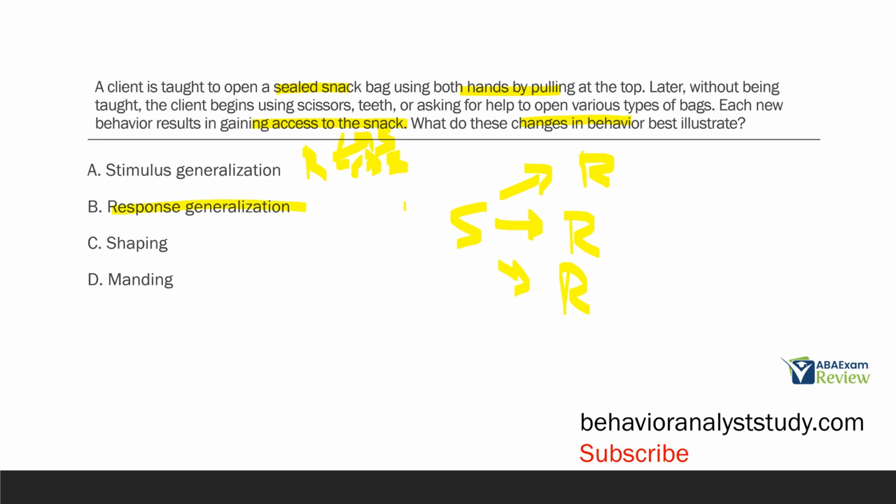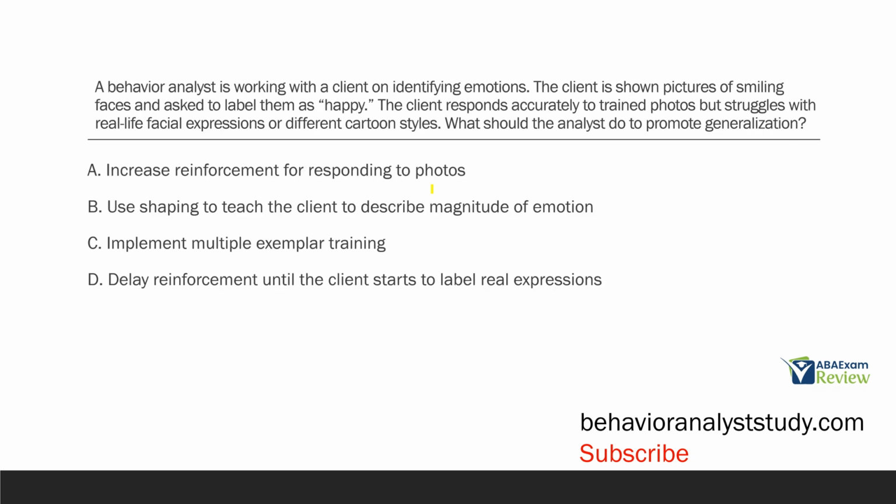We're not shaping because we're not talking about approximations of behavior. And yes, they are manding in one instance here, but we're talking about all the changes. And opening the bag by using their hands or scissors is not manding. So the changes in behavior best illustrate B, response generalization. Very easy question, right? One that when you're fluent and when you're comfortable with the exam, you're going to be able to complete very quickly.